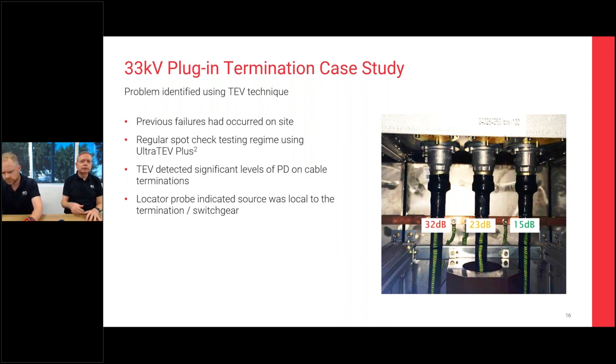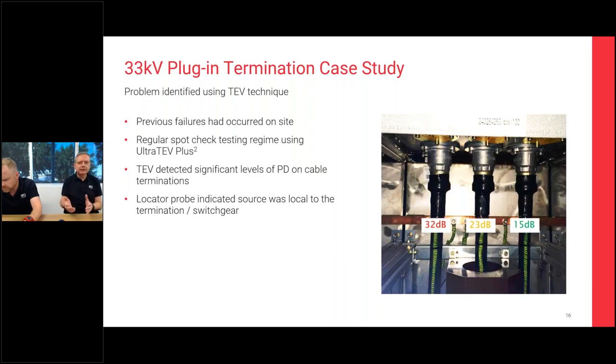Previous failures had occurred, so that instigated a program of regular spot checking using UltraTEV Plus2, so the transient earth voltage and ultrasonic. No ultrasonic was ever detected, but testing on the outside of these cables, which again, going back to the previous webinars we've done, if you can test one place, always make sure that you place the TEV probe on the outside of the cable where you can see that, because that's a really good area for getting the coupling of problems coming from the terminations, but also coming from the switchgear itself.